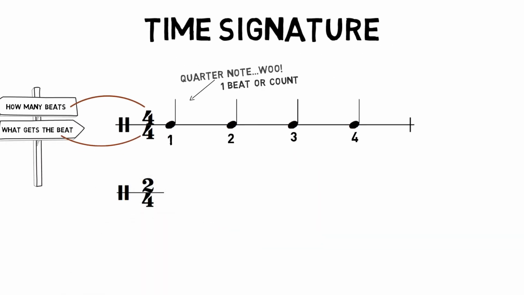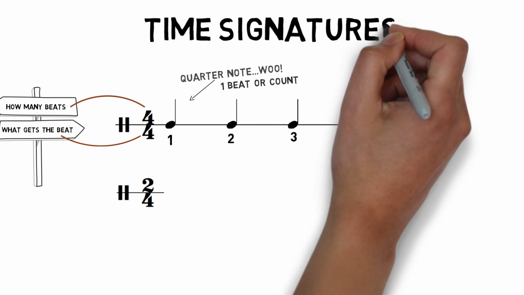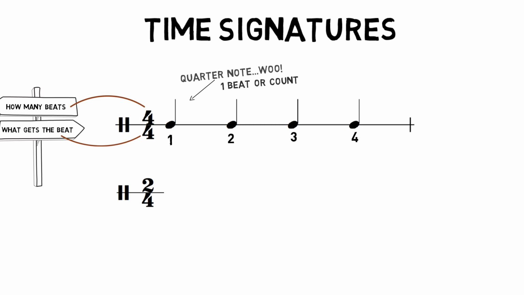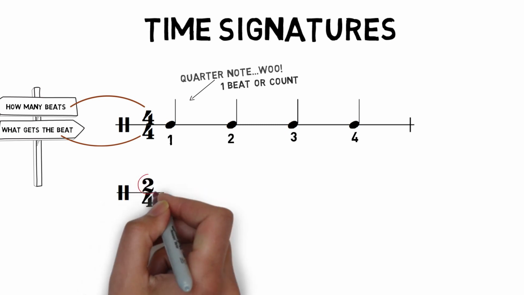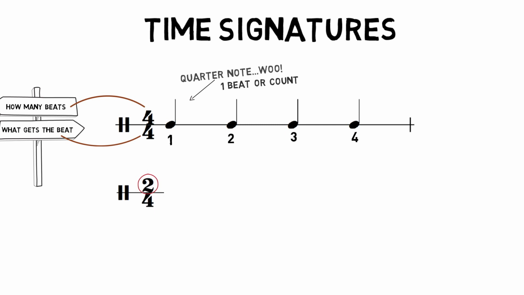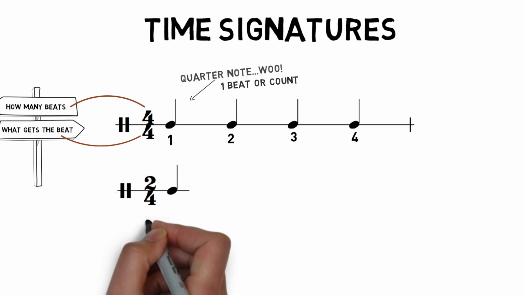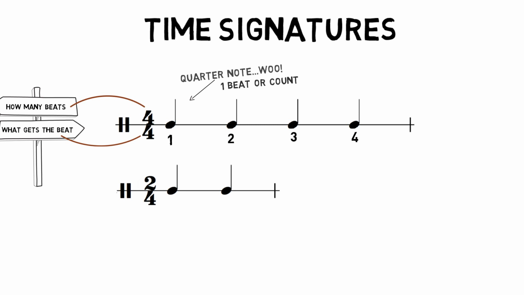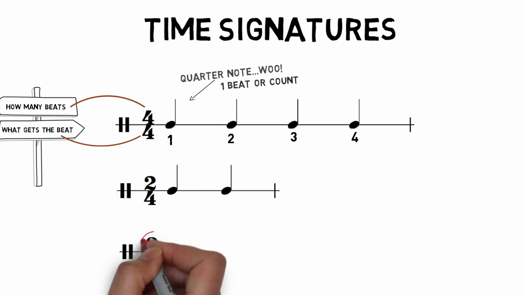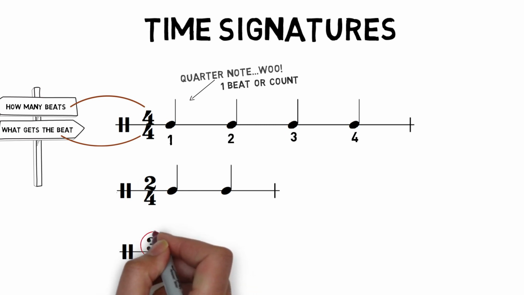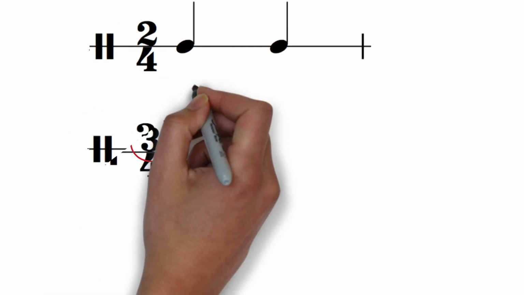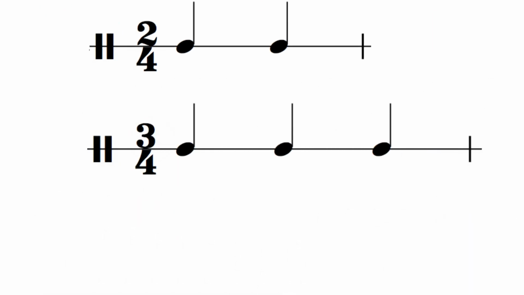Let's take it a step further. What happens if we have the time signature of 2/4? The 2 tells us there can be only 2 beats in a measure. For example, 2 quarter notes. What if we have the time signature 3/4? The 3 tells us there can only be 3 beats in a measure. For example, 3 quarter notes.